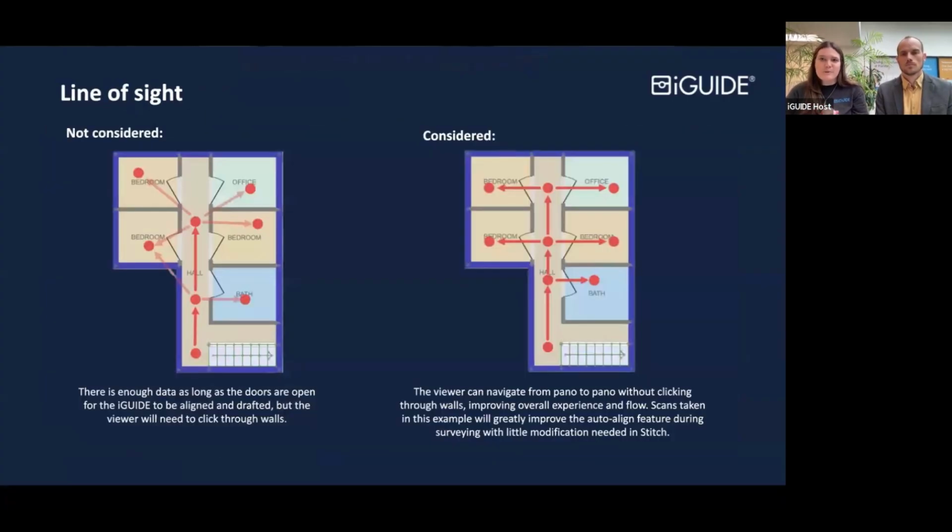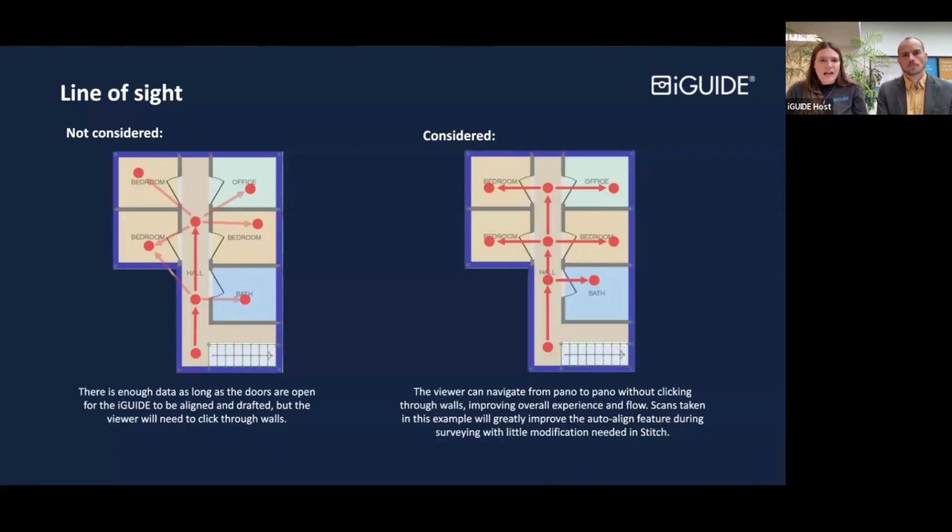The first and most important thing that I like to stress to everybody with iGUIDE is always remembering the idea of line of sight. So what do we mean by line of sight? That means, can the camera see itself in a previous scan that was taken, so that it can auto align those scans together, or really connect the geometry of what the LiDAR is scanning.